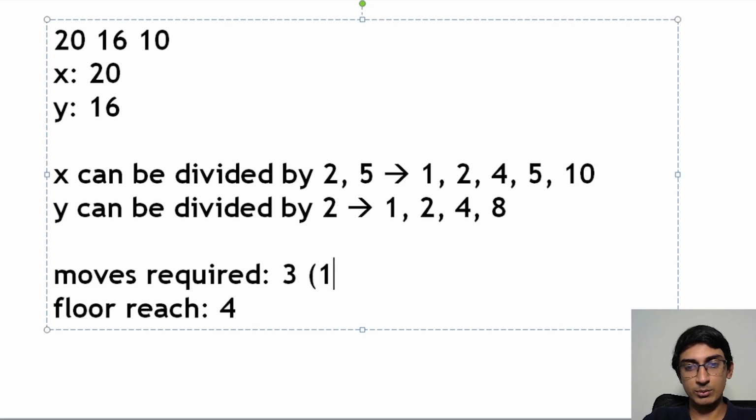So for 20 there was one move, plus for Y, how many moves? I have to divide by 2, and then I have to divide by 2 again. So it can reach in 2 moves. So that is 8 to 4, right?